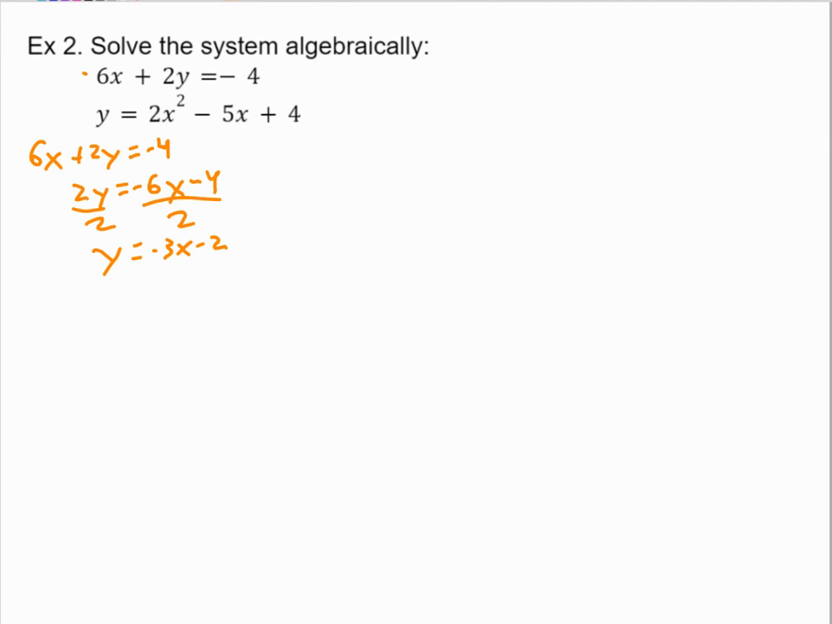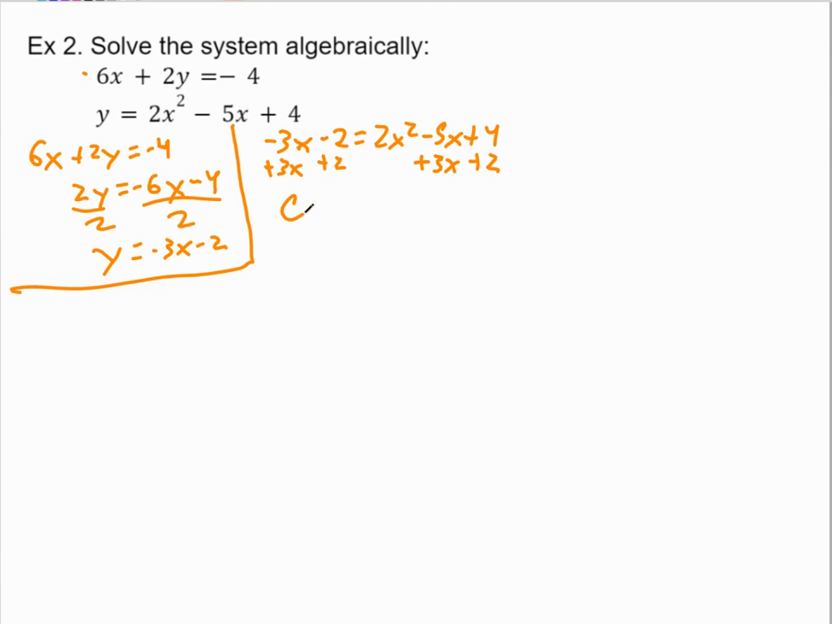Okay, so now I'm going to do the same thing I did in that last equation. -3x minus 2 equals 2x squared minus 5x plus 4. Once I got my y by itself, I set my two equations equal to each other. Solve this quadratic, so I'm going to add 3x and add 2 on both sides, so that I've got 0 equals 2x squared minus 2x plus 6.